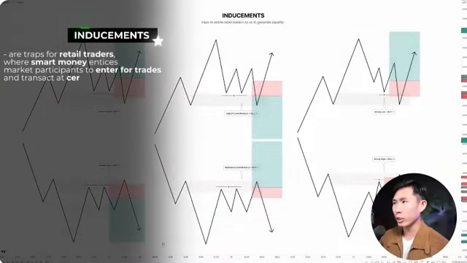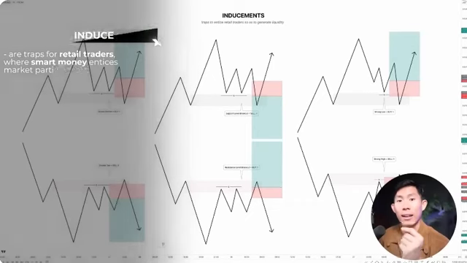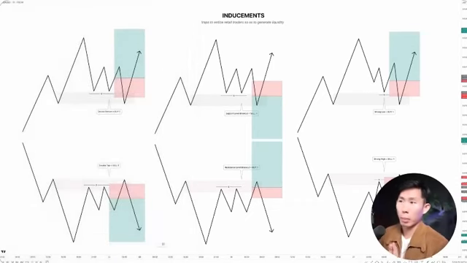Inducements are basically traps for retail traders, where smart money entices market participants to enter trades and transact at certain levels. In this way, smart money is able to generate a large amount of liquidity in order to fuel their large positions. They basically entice retail traders by using obvious chart patterns like double top and double bottom, or support and resistance levels. Basically all these retail trading concepts, baiting them into entering the trade early.